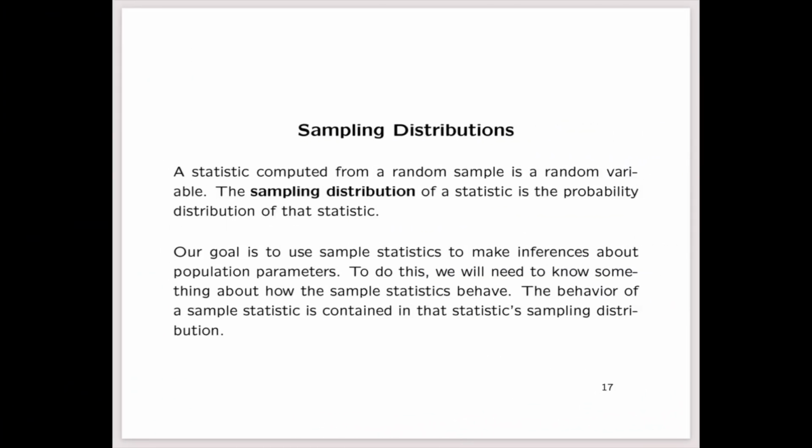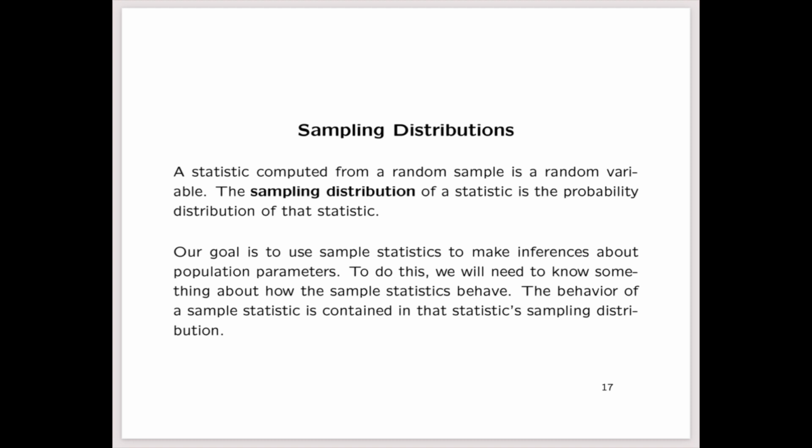All right, continuing on, we're now going to review the concept of a sampling distribution. A statistic computed from a random sample is a random variable itself. It's a function of the random sample, and therefore, it's a random variable. Because it's a random variable, it has a probability distribution. The sampling distribution of a statistic is just the probability distribution of that statistic.